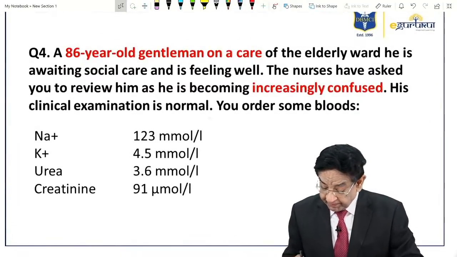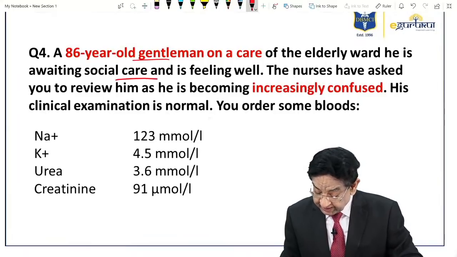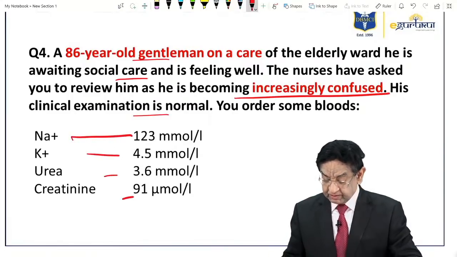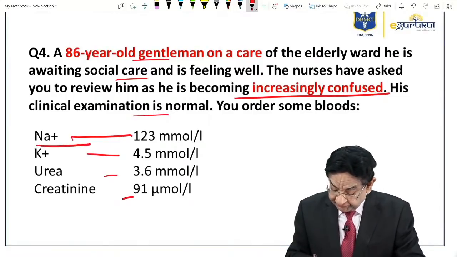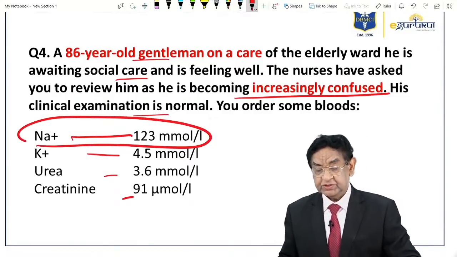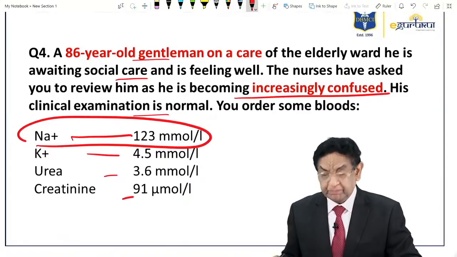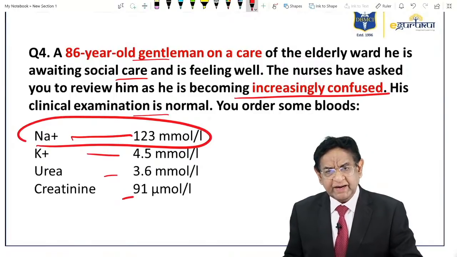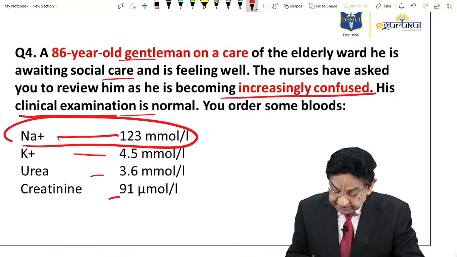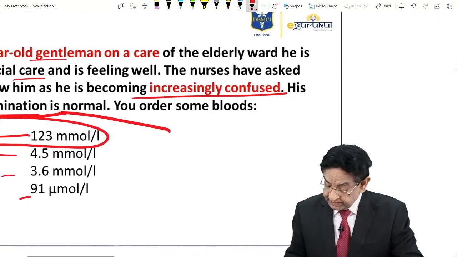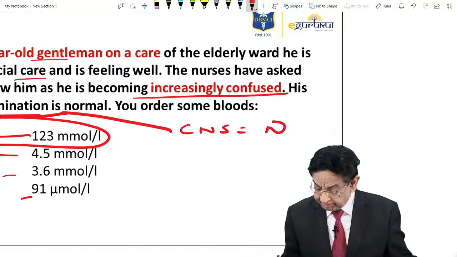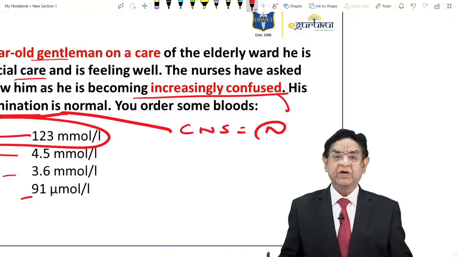An 86-year-old gentleman, unwell and increasingly confused, examination normal, sodium low, potassium and urea almost in the normal range. The only finding is low serum sodium. One thing we have noticed in the previous question also: everywhere the CNS examination is normal.